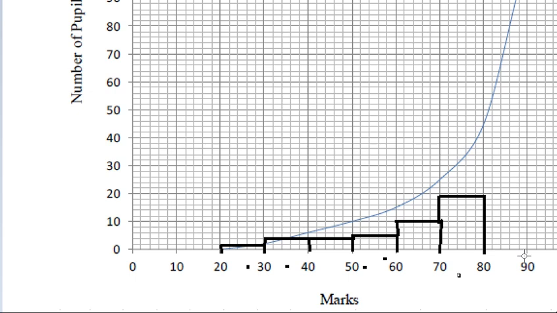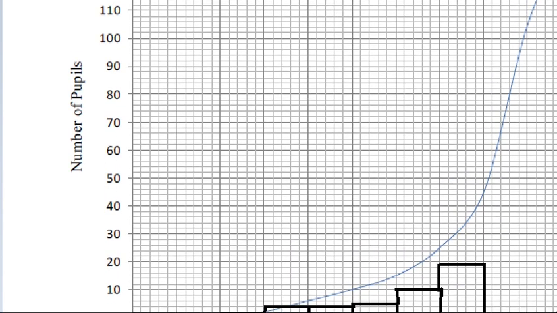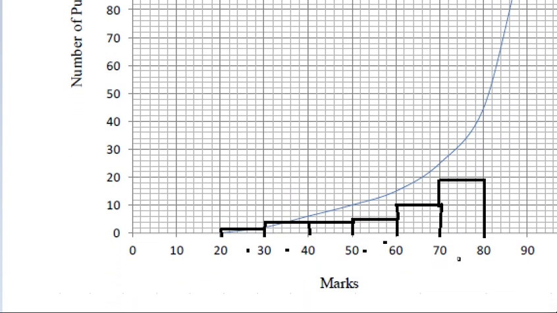Between 80 and 90, the ogive goes up to 104, which means that the actual frequency in this class is 60. So that's quite a big jump. That will be the modal class with the highest frequency, something like that.